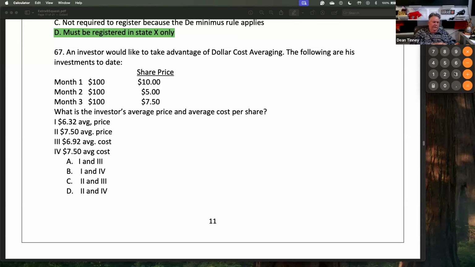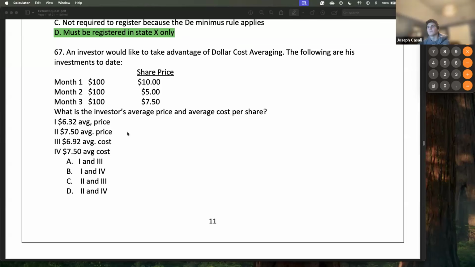We have to figure out how many shares we had. So that's how many shares we got, right? We had 10 plus 20 plus 13.3, 43.3. And now we divide our investment by that. 300 divided by 43.3. That was our total investment. Boom.